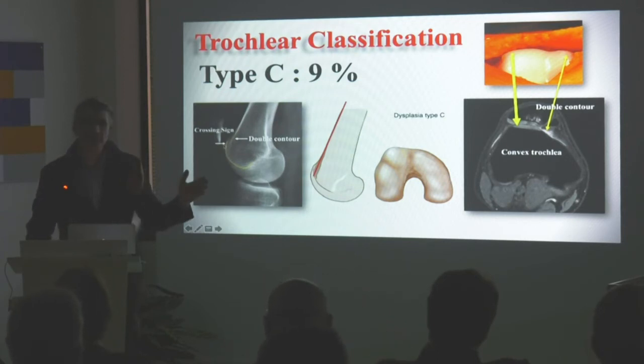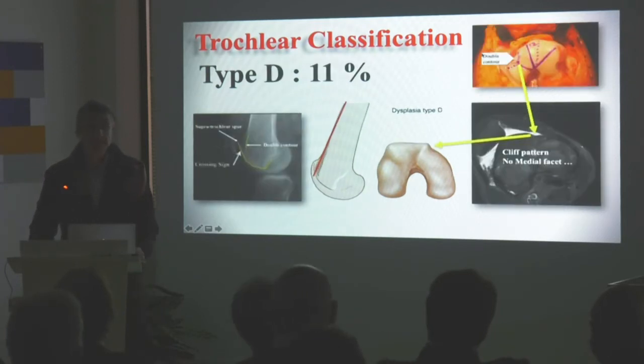you have no prominence. So if your X-ray is not perfect, you will maybe miss the double contour, because you have only the double contour and the crossing sign. And this is exactly that. Hypoplastic medial facet, lateral convexity of the lateral facet, but no prominence. So this is very difficult to correct, and this is, for example, not a very good indication for trochleoplasty.